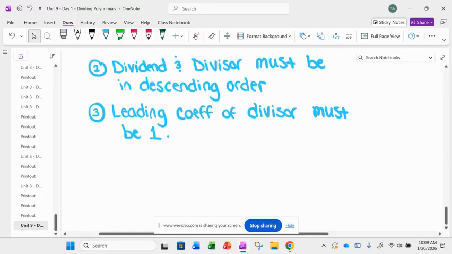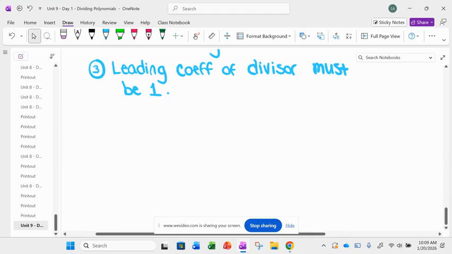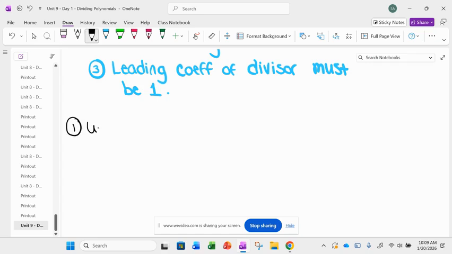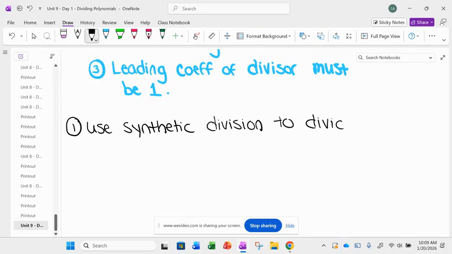Okay, so let's practice. So we're going to use synthetic division to divide 3x cubed minus x squared plus 2x minus 4 by x minus 3.